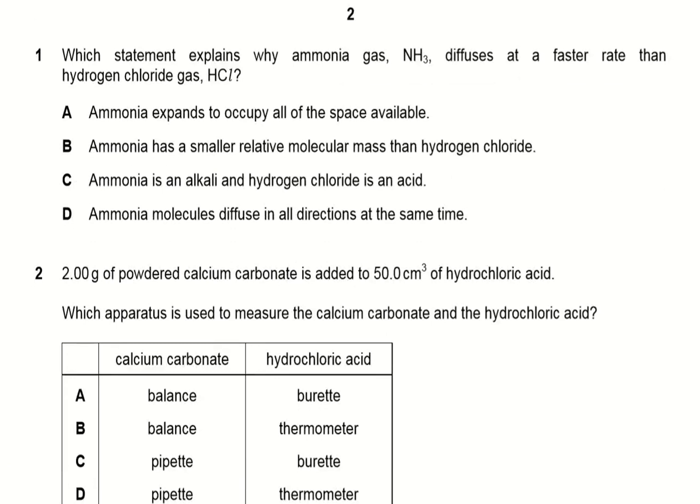Okay, the first option here says ammonia expands to occupy all the space available. Ammonia has a smaller relative molecular mass than hydrogen chloride. Ammonia is an alkaline, hydrogen chloride is an acid. So the pH, the acidity or alkalinity of a substance, does not affect the rate of diffusion.